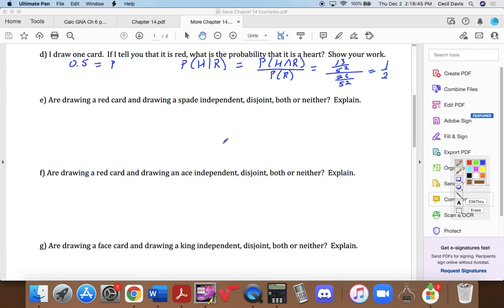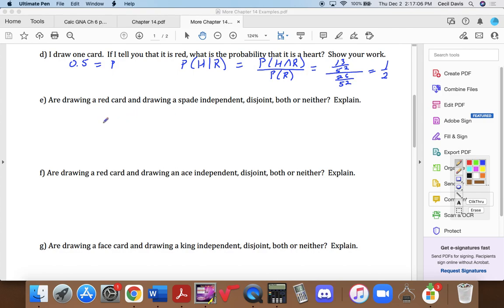But what if you just flip it over one day and it's red? That'd be wild. It's a miracle. Divine intervention. A red spade. Yeah, exactly. Then they're no longer disjoint. Congratulations. All right. Thank you. So, a red card and a spade.